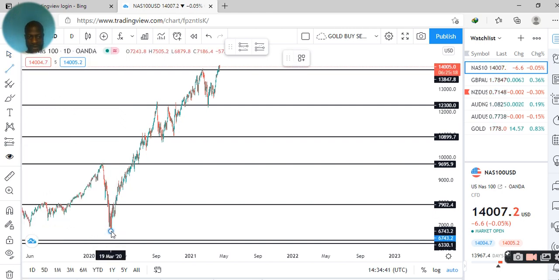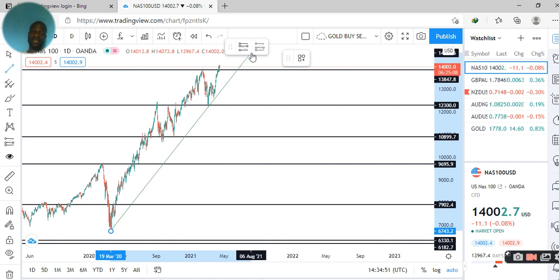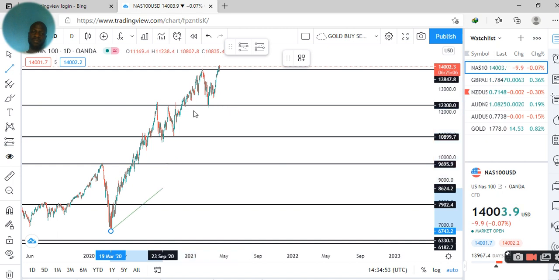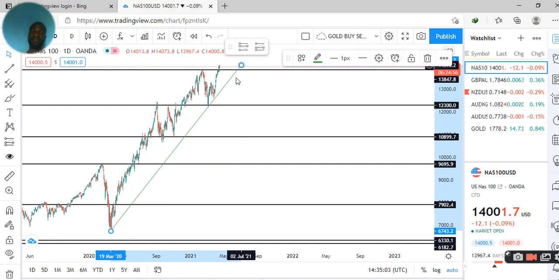So remember, for you to draw a trend line, you need at least two levels, right? So I have that upside trend line there. I guess it counts. Okay, I have about 3 touches there. I have 1 here, 2 here, and 3 touch.